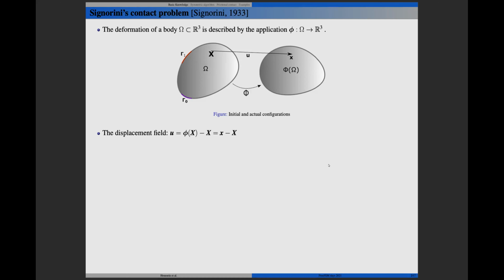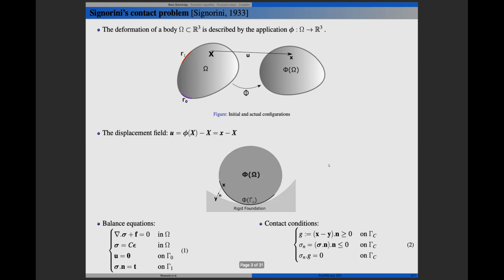For a matter of time, I will consider only the linear elasticity case, but the finite deformation or large deformation case can also be solved by our algorithm. I will start with, for example, a Signorini problem, which is a contact between a body and a rigid foundation. Here we have equations, for example, balance equations and Hooke's law in the case of linear elasticity, which describes the behavior of the body. Sigma is the Cauchy stress tensor, and epsilon is the strain tensor.